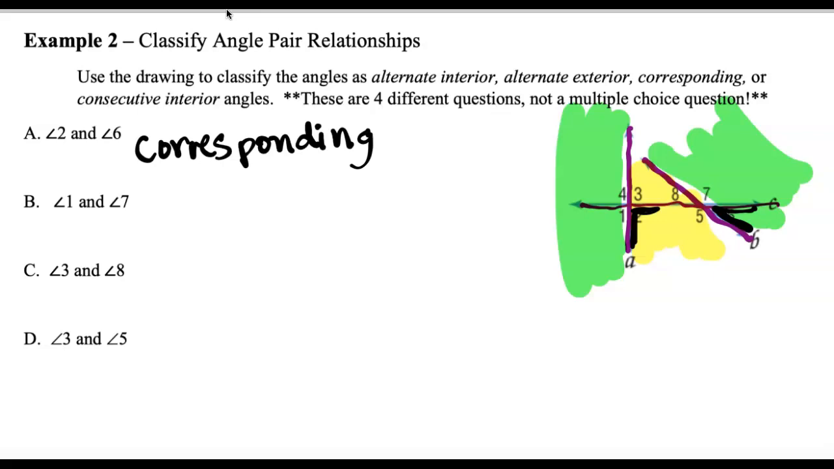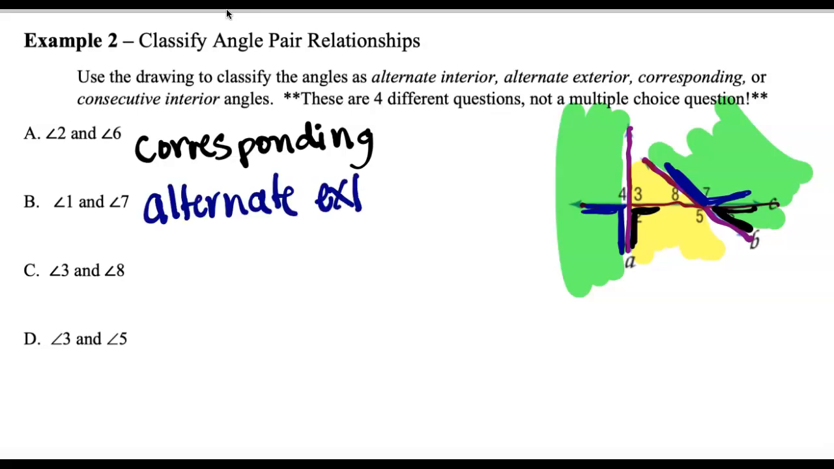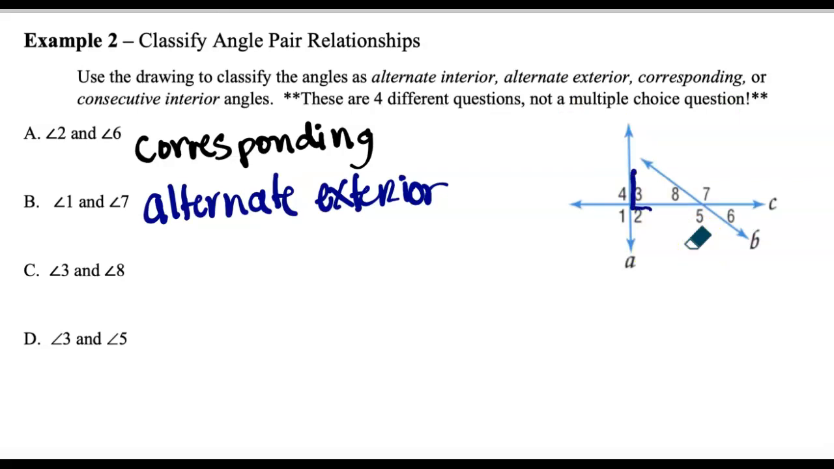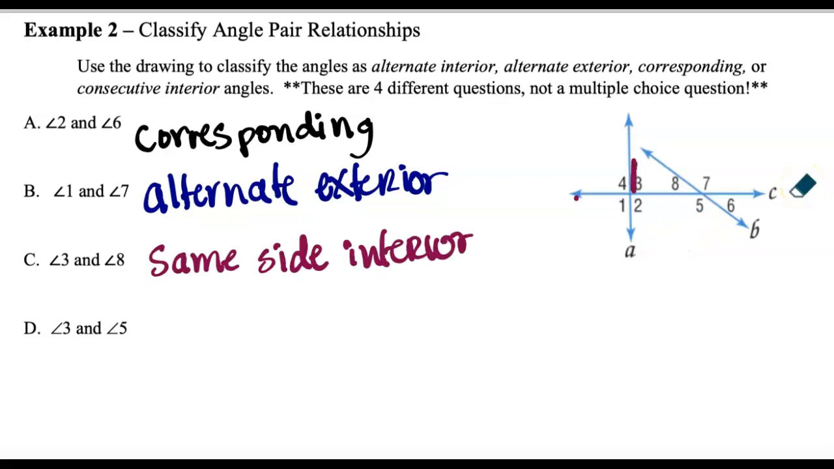The next one we're going to look at would be 1 and 7. So 1 is a different color. So 1 is here. Well, 1 and 7 are both in the green, so we have to decide either they're on the same side of the transversal or opposite. So it turns out they're on the opposite side of the transversal, and they are in the green, which means that they are in the exterior. So those would be alternate exterior. So the next one is 3, which is here, and 8. Okay, notice that they are on the same side as the transversal, and they are on the inside. So this would be same side, interior. So 3 is here, 5 is here. Those are still on the inside, and the relationship to the transversal is alternate. So these would be alternate interior.